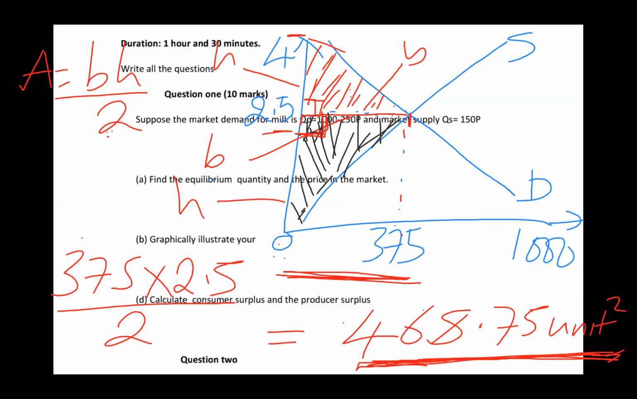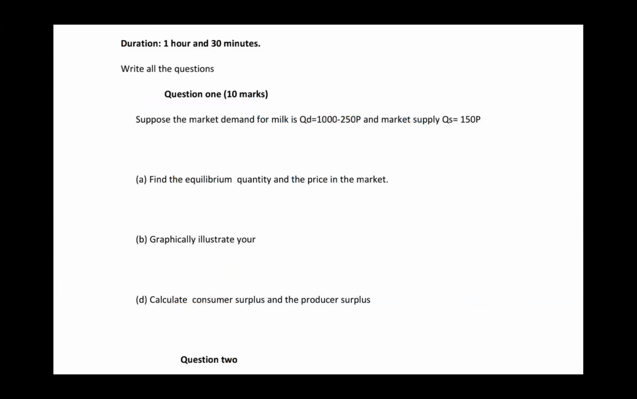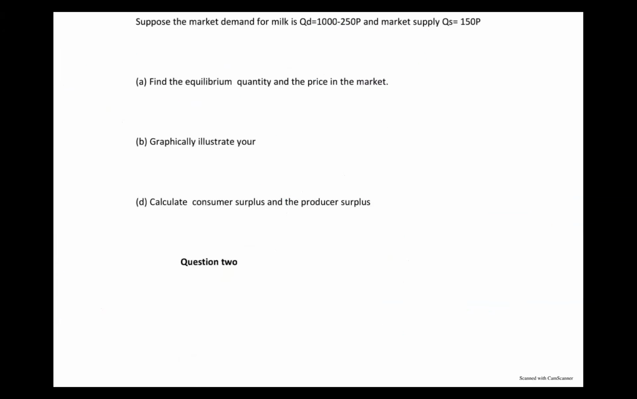All right. 468.75 units squared. That is the producer surplus. Is there any question? This is what I expected of you. Okay.